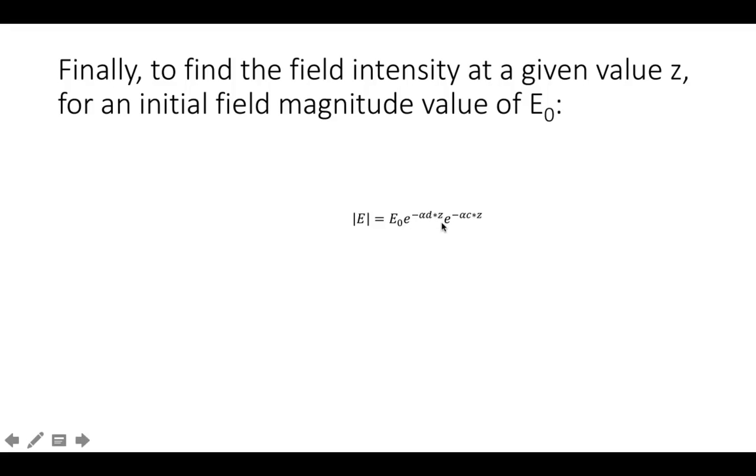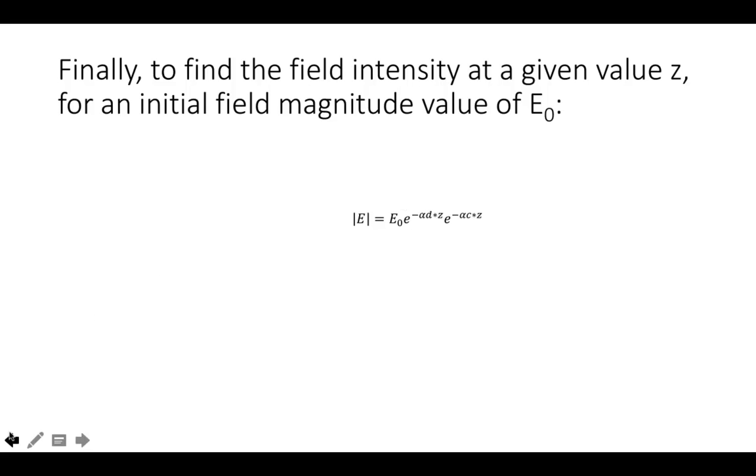d times z times e to the minus alpha c times z, where alpha d. My equation editor will not place a subscript if I've already got something in an exponent, so D should actually be a subscript. This is the dielectric attenuation, and this is the conductor attenuation. So you can see they're multiplicative. If you were to combine the exponents, they'll be additive in the exponent.